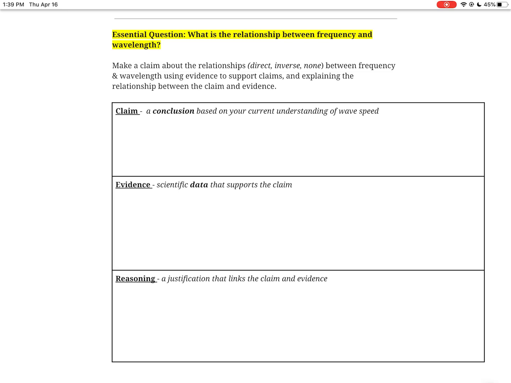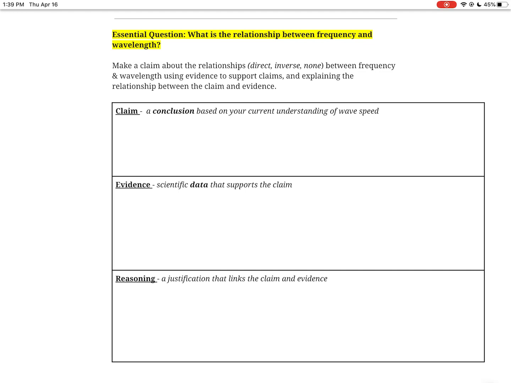Remember the terms we use to define relationships: direct or inverse. None would mean that there is no relationship between them, that if one of them changes, it has no effect on the other. So how do those two influence each other? Does one of them increase when the other decreases? Do they both increase or decrease together? That will be your claim. The relationship between frequency and wavelength is what?